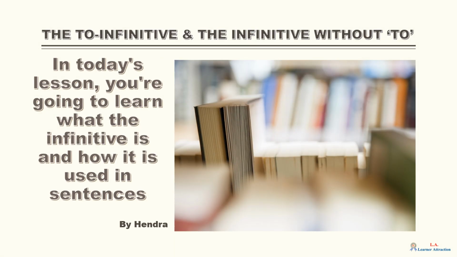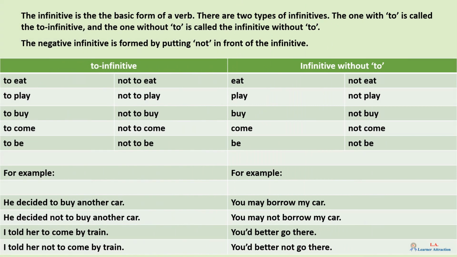The to infinitive, and the infinitive without to. In today's lesson, you're going to learn what the infinitive is, and how it is used in sentences. The infinitive is the basic form of a verb. There are two types of infinitives. The one with to is called the to infinitive, and the one without to is called the infinitive without to.